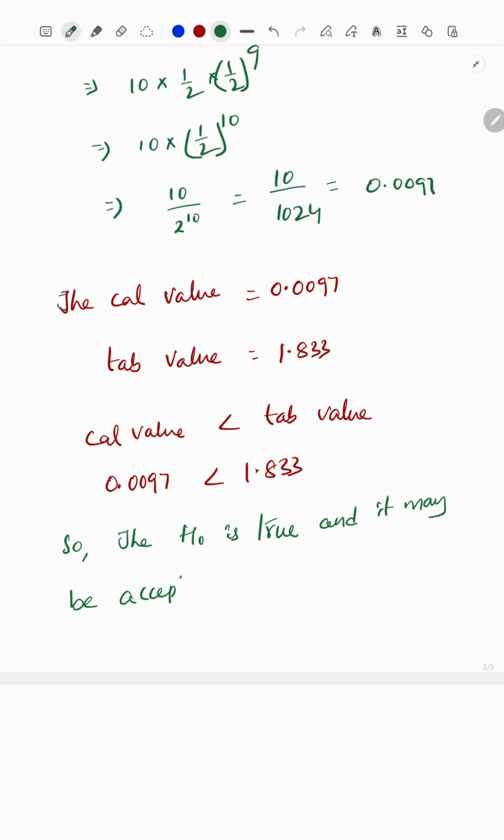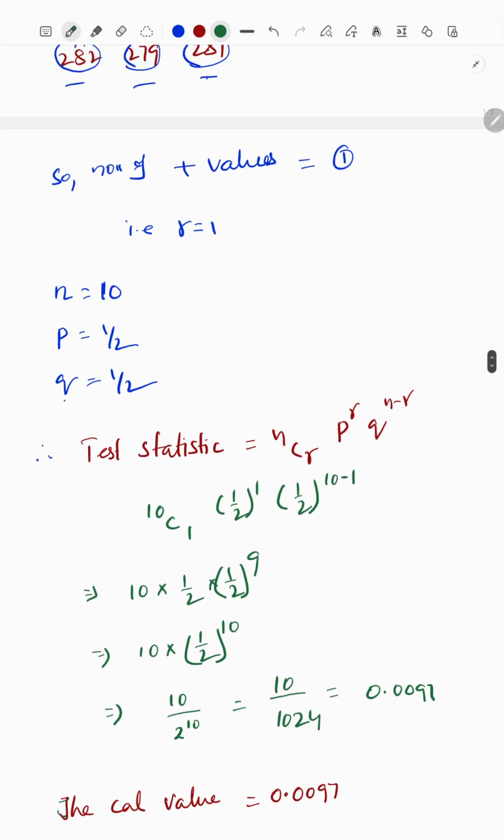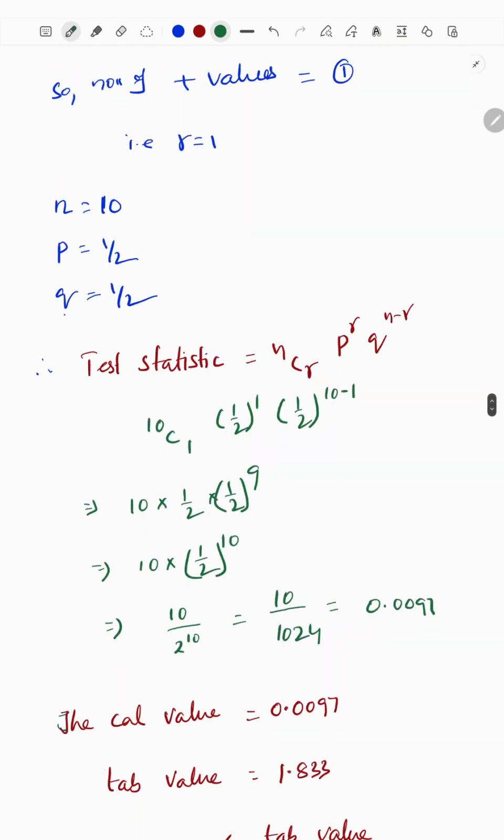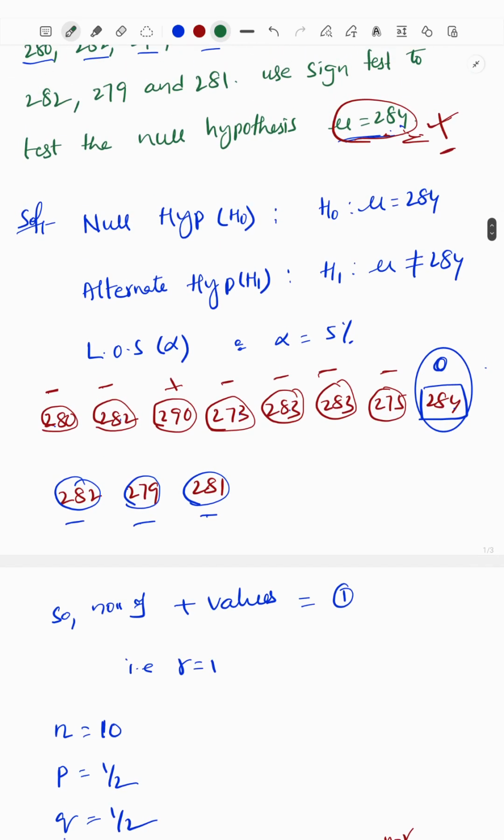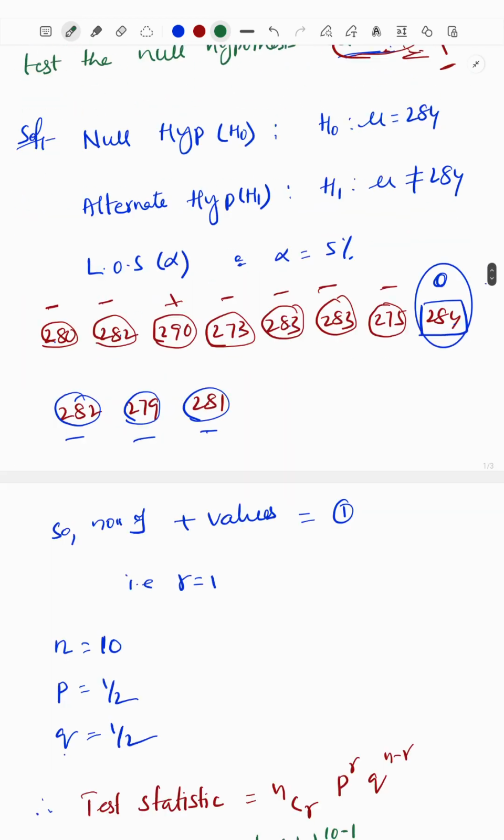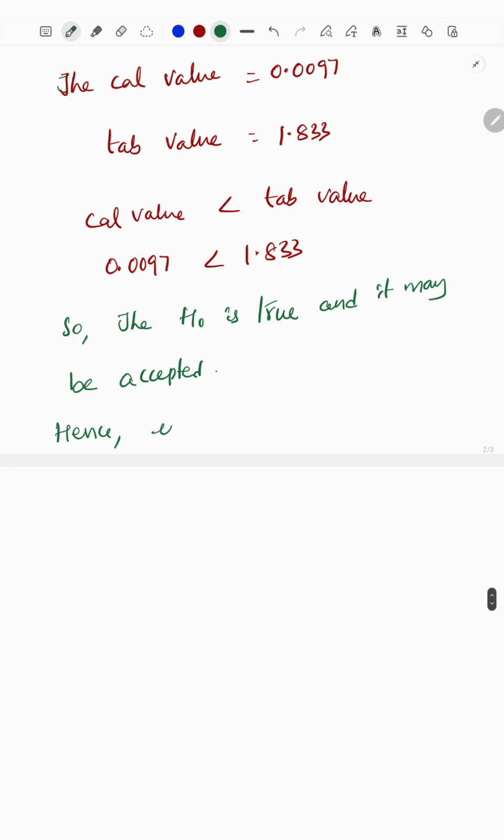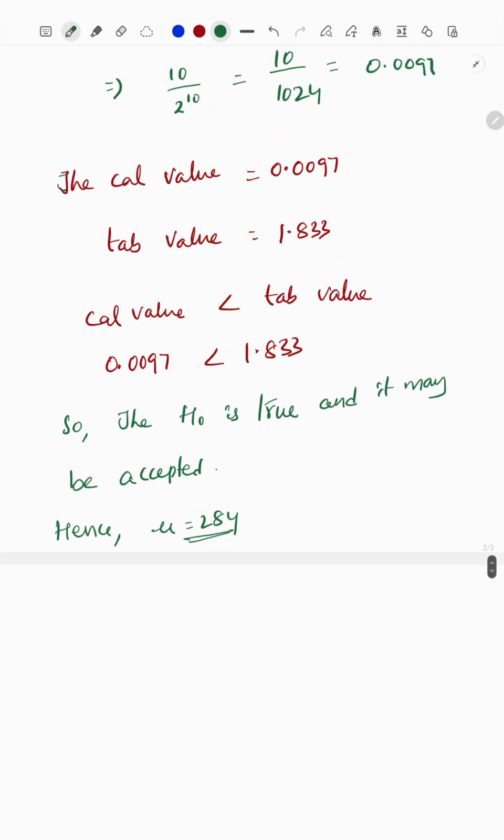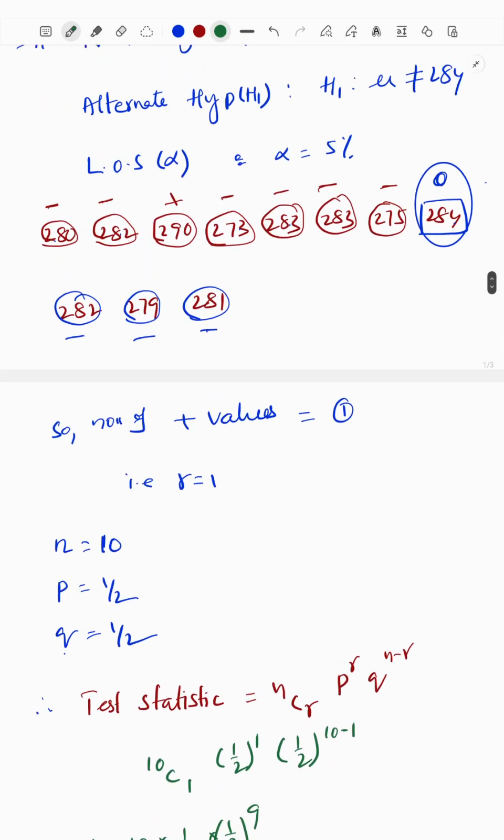Hence, what is the H0 we have taken? Hence mu is equivalent to 284. That means the average score of the golf player is 284. So that's it.